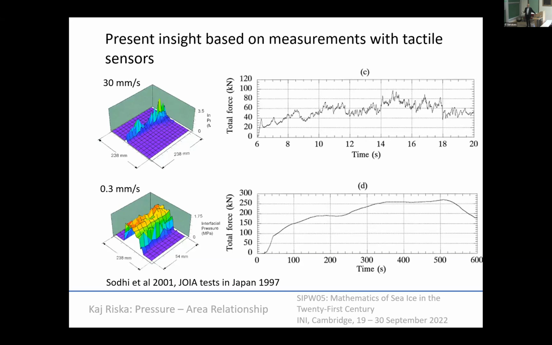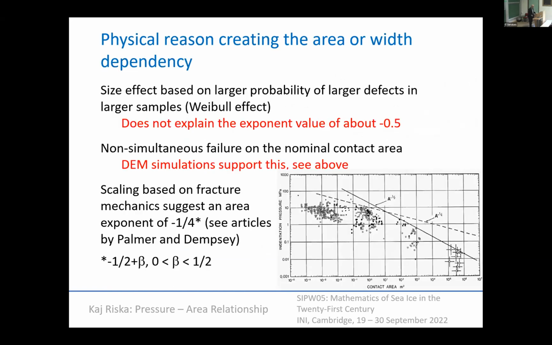And this is the force trace. Here it is very irregular, and here it is quite regular. The important thing to notice is that at lower indentation speeds, the force is much higher, 250 kilonewtons compared to less than 100 kilonewtons. And if you are a designer, the highest loads are of importance. Anyway, before coming to that, I just say that there have been some explanations for the pressure-area relationship. One is the earliest one.